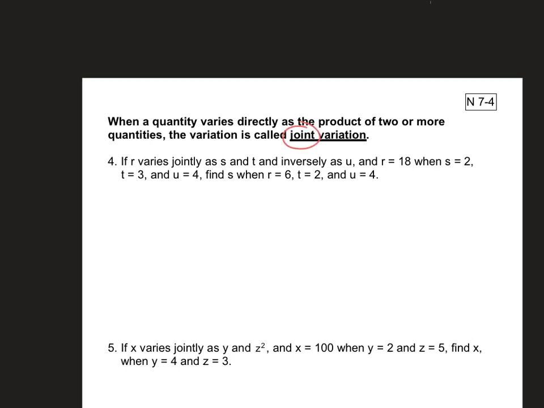So we're going to be dealing with joint variation. It's easy to spot them because they'll say jointly. And the other thing is they'll have more than two variables. So these are going to have three variables. But essentially it works the exact same way that it has, okay?